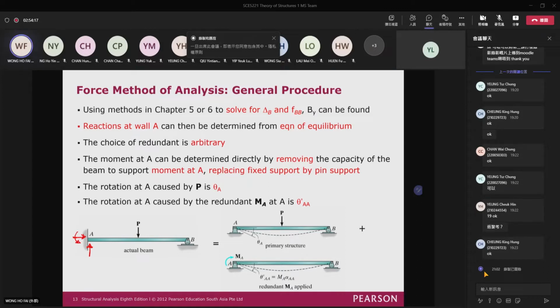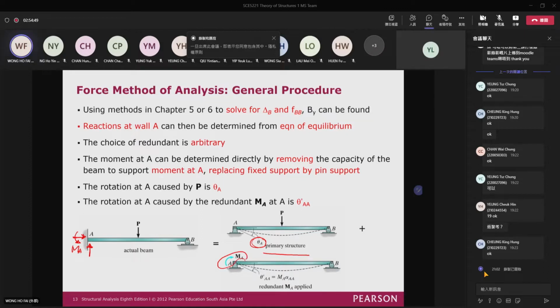And then here actually we can choose the moment at A as the redundant reaction. If that is for the primary structure, we will take away the MA. If MA is being taken away, then you can see that there will be a rotation at A. And then for superposition, we need to add back the moment. So here, we will add back the moment.